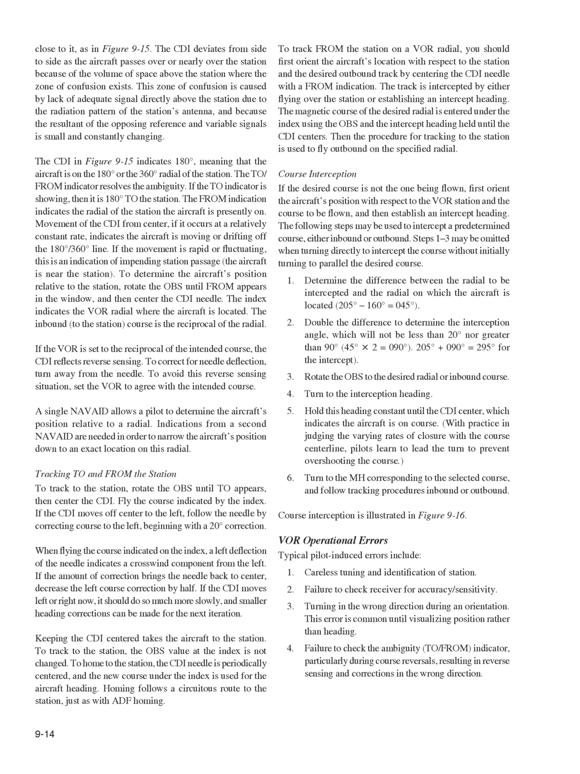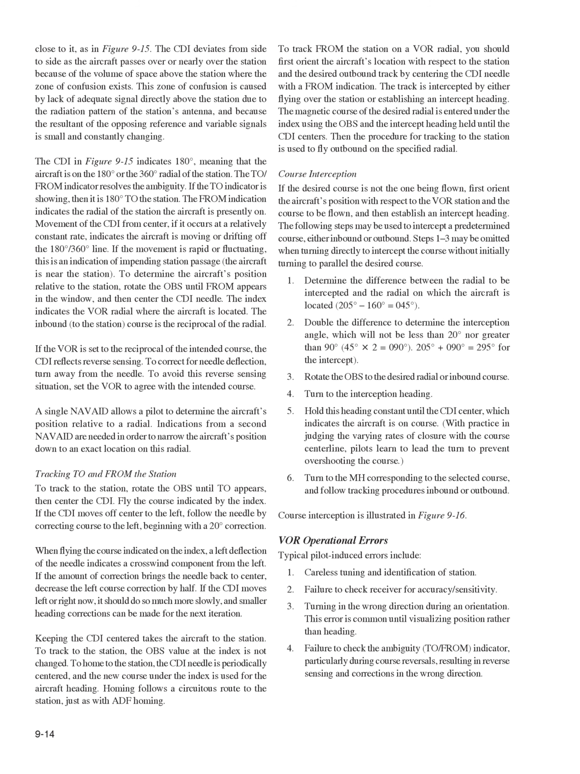If the CDI moves off-center to the left, follow the needle by correcting course to the left, beginning with a 20 degrees correction. When flying the course indicated on the index, a left deflection of the needle indicates a crosswind component from the left. If the amount of correction brings the needle back to center, decrease the left course correction by half. If the CDI moves left or right now, it should do so much more slowly, and smaller heading corrections can be made for the next iteration. Keeping the CDI centered takes the aircraft to the station.